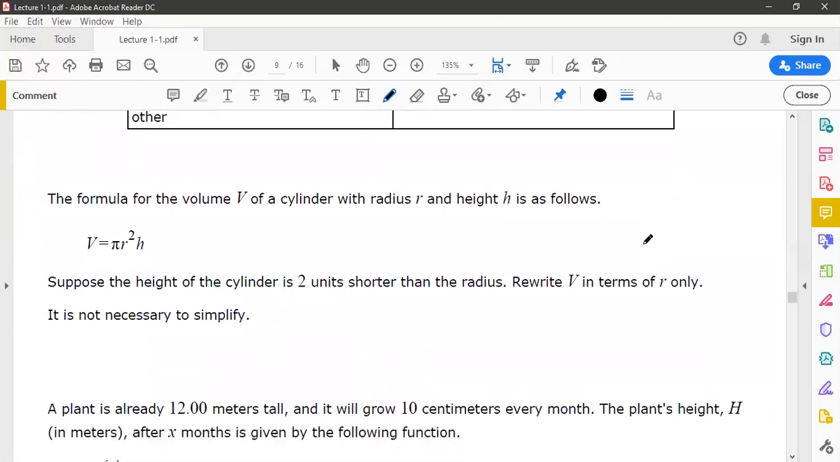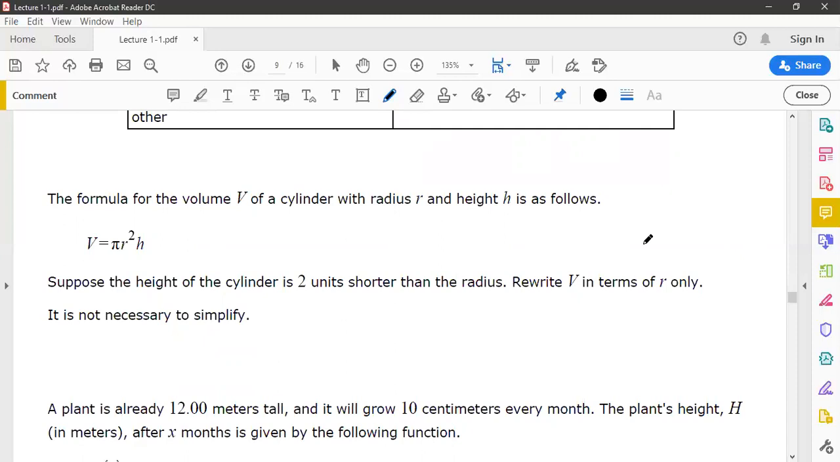The formula for the volume V of a cylinder with radius r and height h is as follows. V equals pi r squared h. Suppose the height of the cylinder is 2 units shorter than the radius. Rewrite V in terms of r only. It's not necessary to simplify.